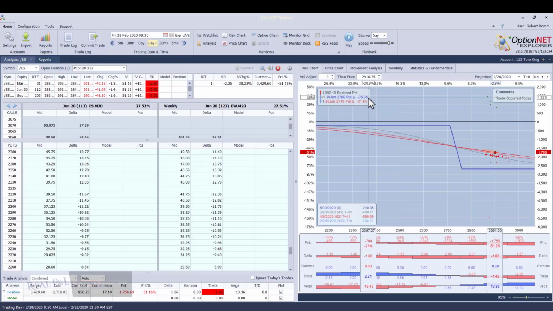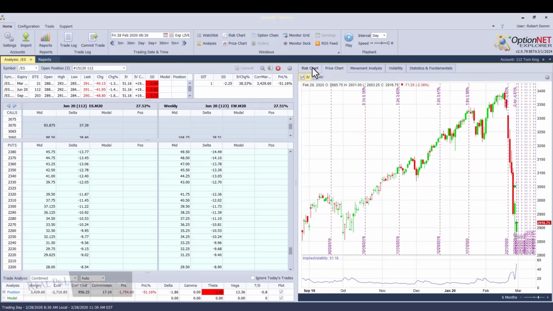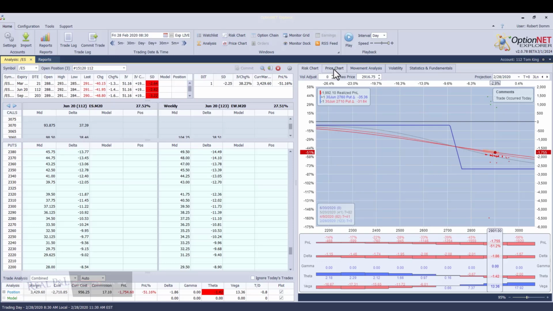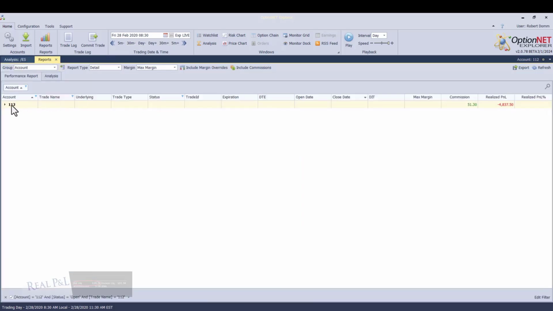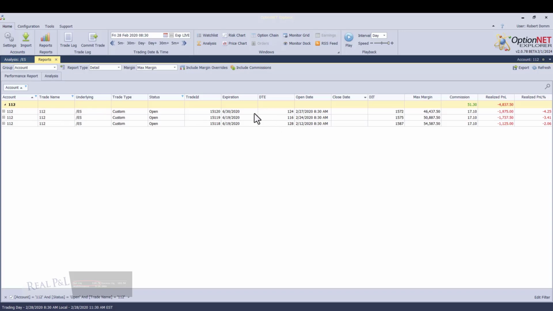As you know, this is just the beginning of the crash. The market does crash much harder than this. Okay, let's go check our results. We've been trading for what, 2 weeks with the 112. Just go to the reports. I got my 112 report here. You can see I've got 3 trades and down almost $5,000.